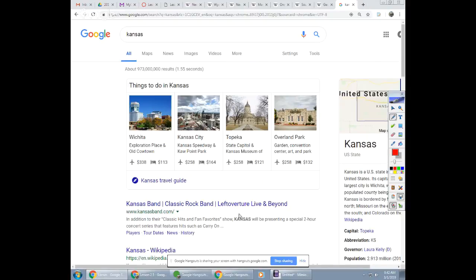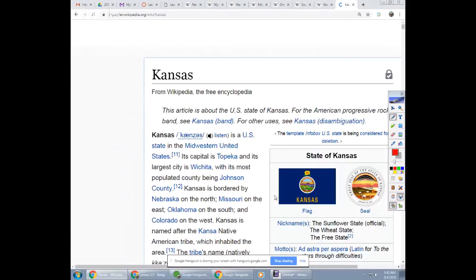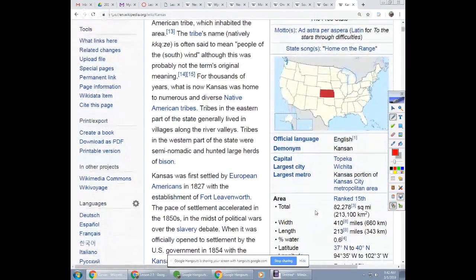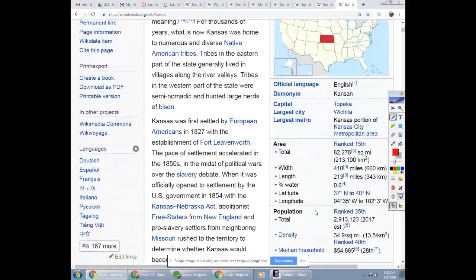All right. Kansas, Wikipedia says 82,000 square miles, 3 million people, 34. We had it in the wrong spot. No? It's in the third. Oh, we had it in the third one? Yep. Okay.